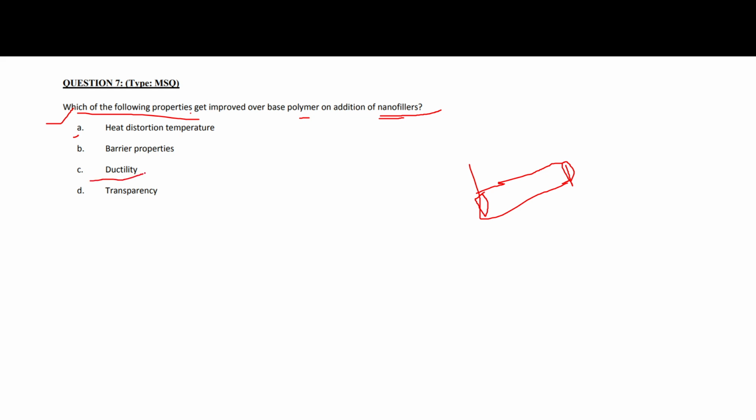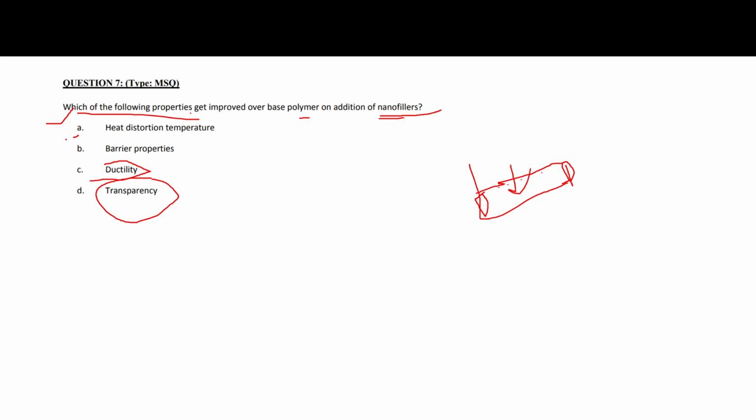Ductility means how much load it can absorb. When we add the nanofillers, the polymer is not that soft or ductile, so with increasing nanofiller, the ductility reduces. Transparency also reduces with increasing nanofillers, because nanofiller is an inorganic type of material which comes onto the polymer surface, so transparency is lost.